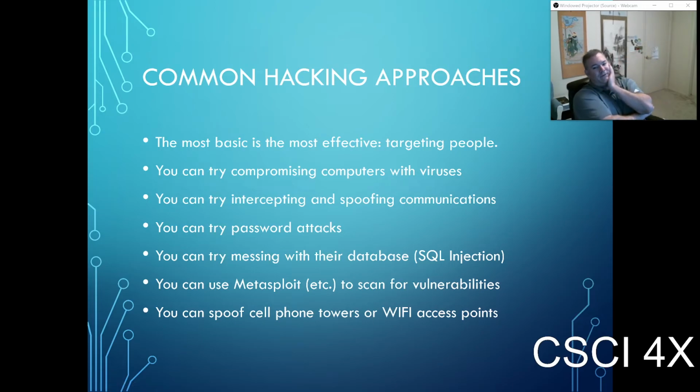So, common attack vectors. I guess I'll just keep going. I don't care if you want to leave, it's fine. Targeting people is the easiest. People are the most vulnerable part of every organization. Sometimes corporations make dumb decisions, and that's one thing. But the human element's always the easiest part to come after.